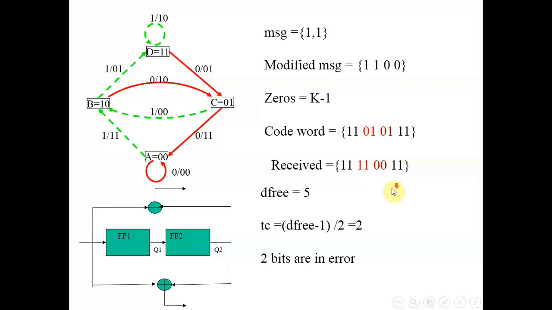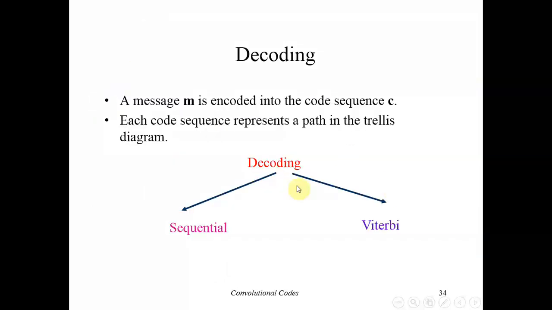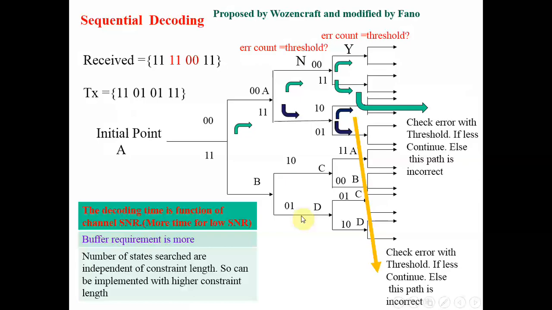So let's go into decoding now. Prominently, there are 2 decoding techniques. One is sequential decoding and second is Viterbi decoding. So let's begin with the sequential decoding. The sequential decoding was initially proposed by Wozencraft, and then it was modified and presented for the first time in terms of an algorithm by Fano. So this technique is also known by his name, and many times it is referred to as Fano decoding.